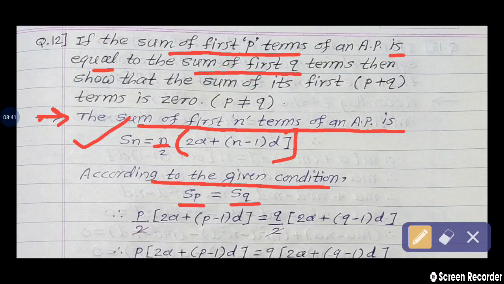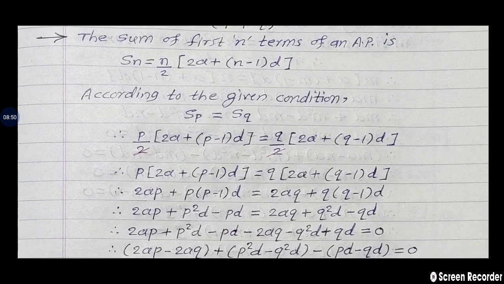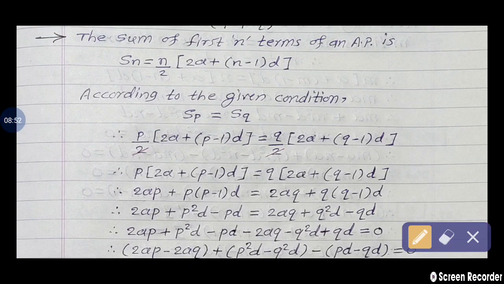So at the place of n, we substitute p on the left hand side and q on the right hand side in the Sn formula. Be careful, your substitution is required to be proper. So at the place of n in this formula, what are we substituting on the left hand side? So p. So p divided by 2 in bracket 2a plus, instead of n minus 1, what are we writing? (p minus 1) into d. So that is equal to the sum of q terms, Sq.